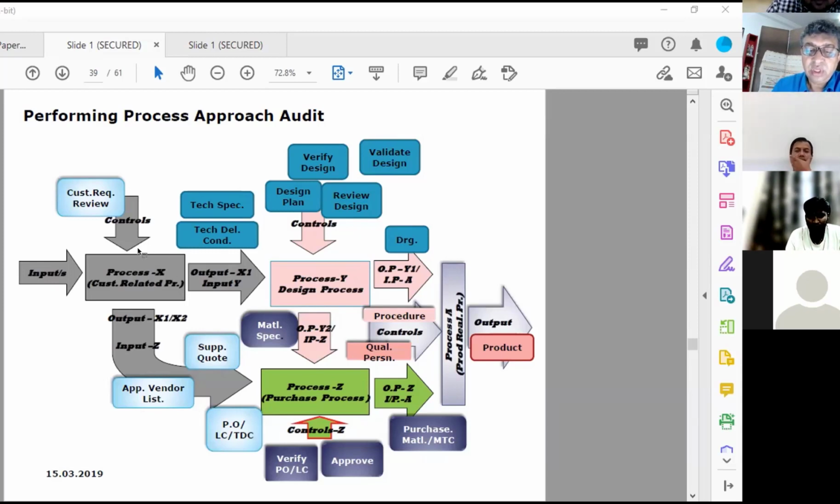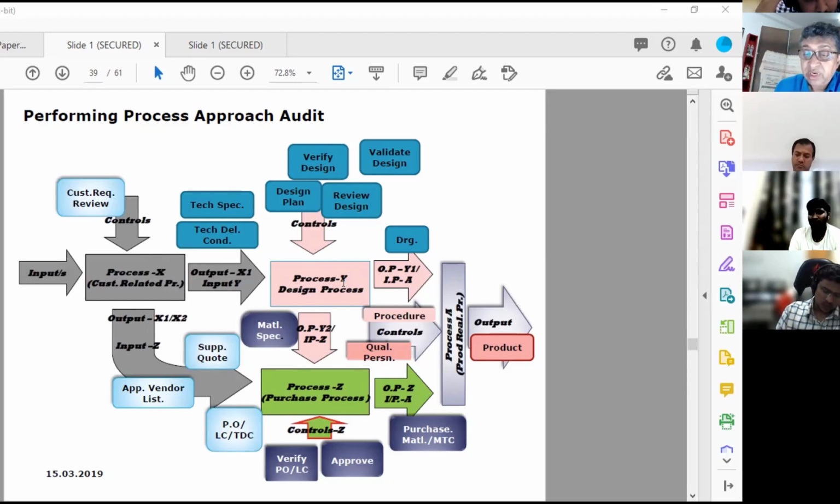For example, process X is the customer related process. This is where you determine what the customer needs, communication with the customer, your review of whether you can do it or not, any changes that the customer might have in their requirement, and your deliverables, etc. So once this is done, this process will give some output. This output will go to the next processes. So from the customer related process, you get input for design.